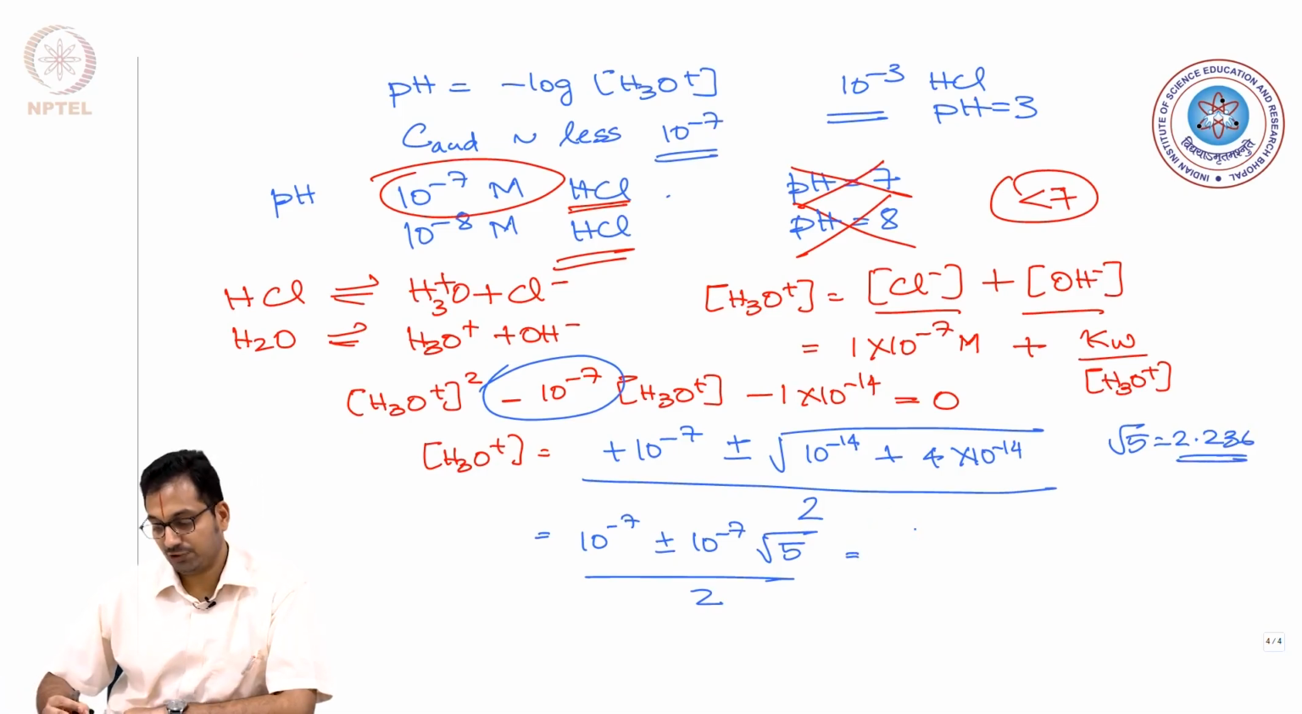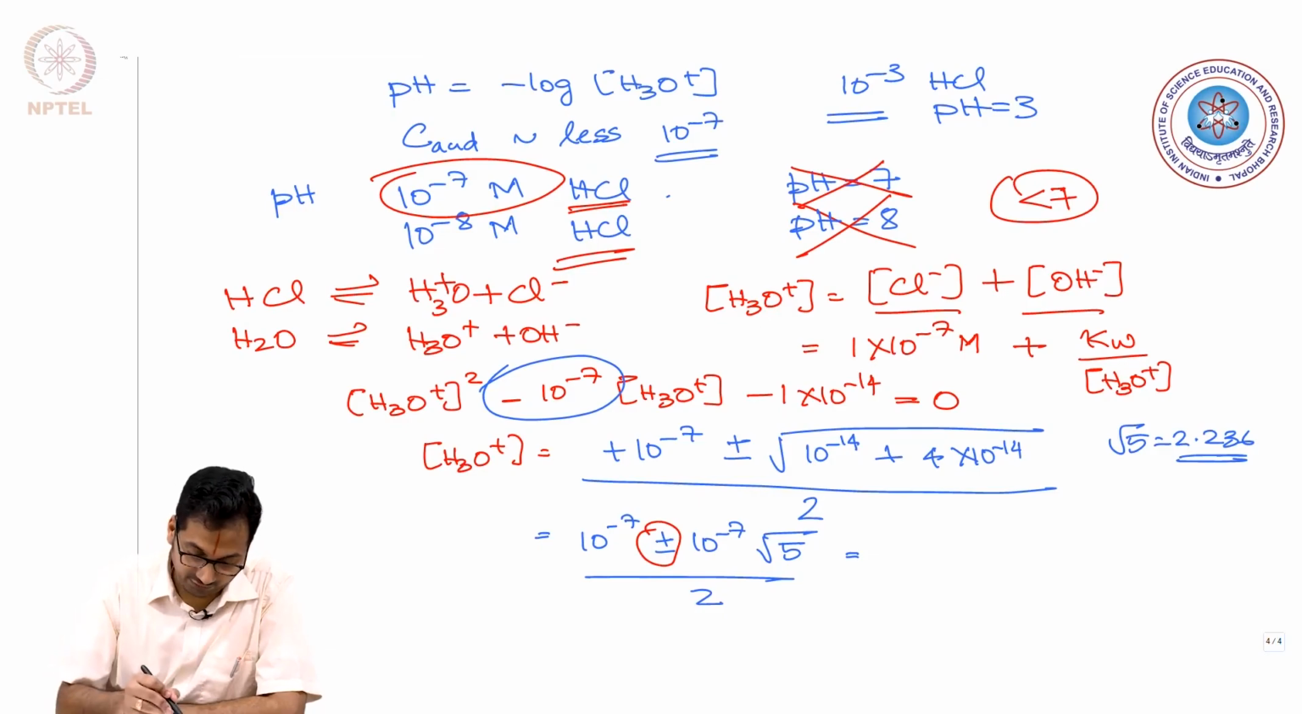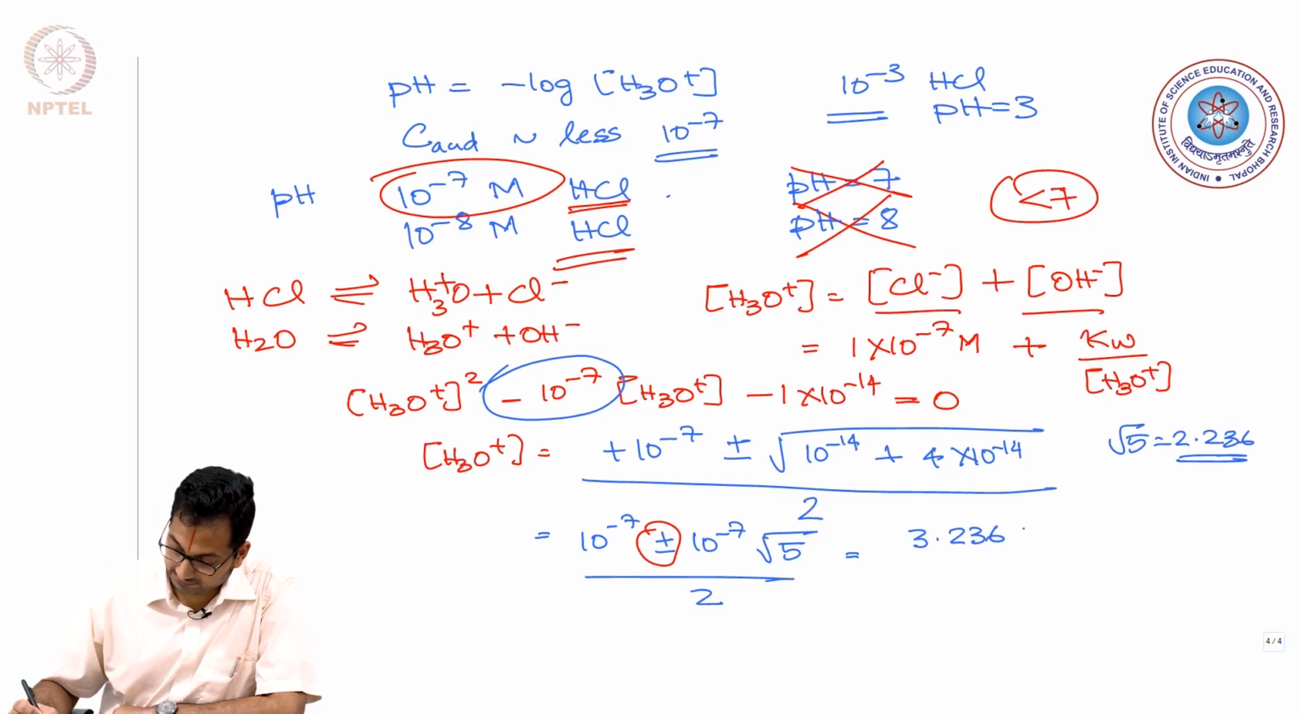You have two solutions here, a plus or a minus, and you realize that the minus 2.236 results in negative concentration of hydronium ions, which is not possible. So therefore we are only going to take the solution where you have the plus. So this is going to end up as 3.236 into 10 to the power of minus 7, of course divided by 2. So this is going to be 1.618 10 to the power of minus 7 molar.